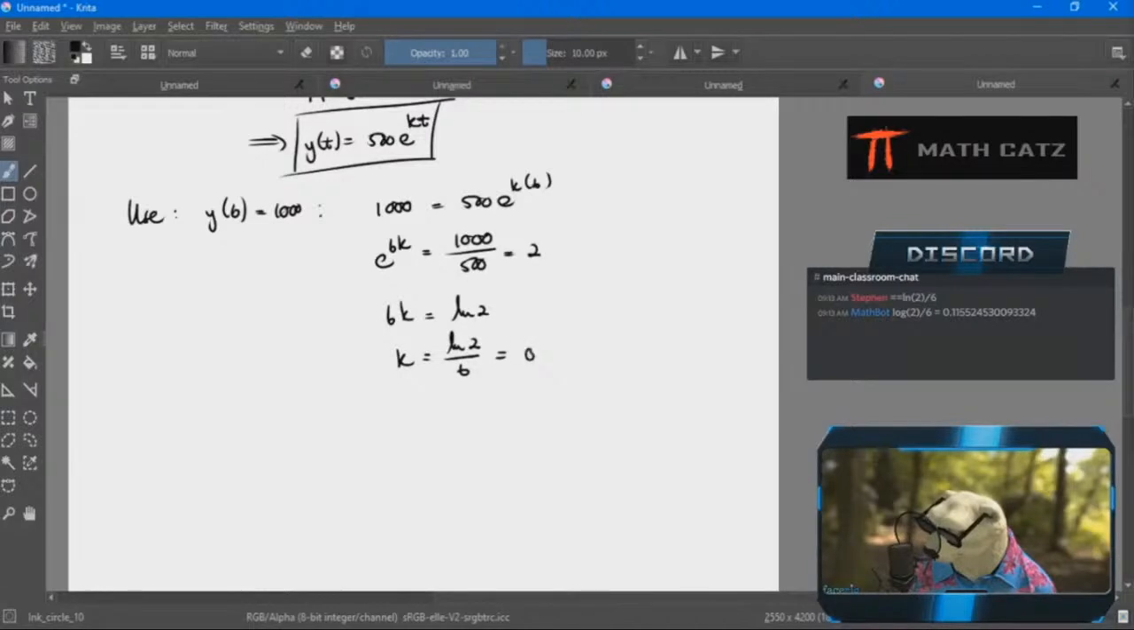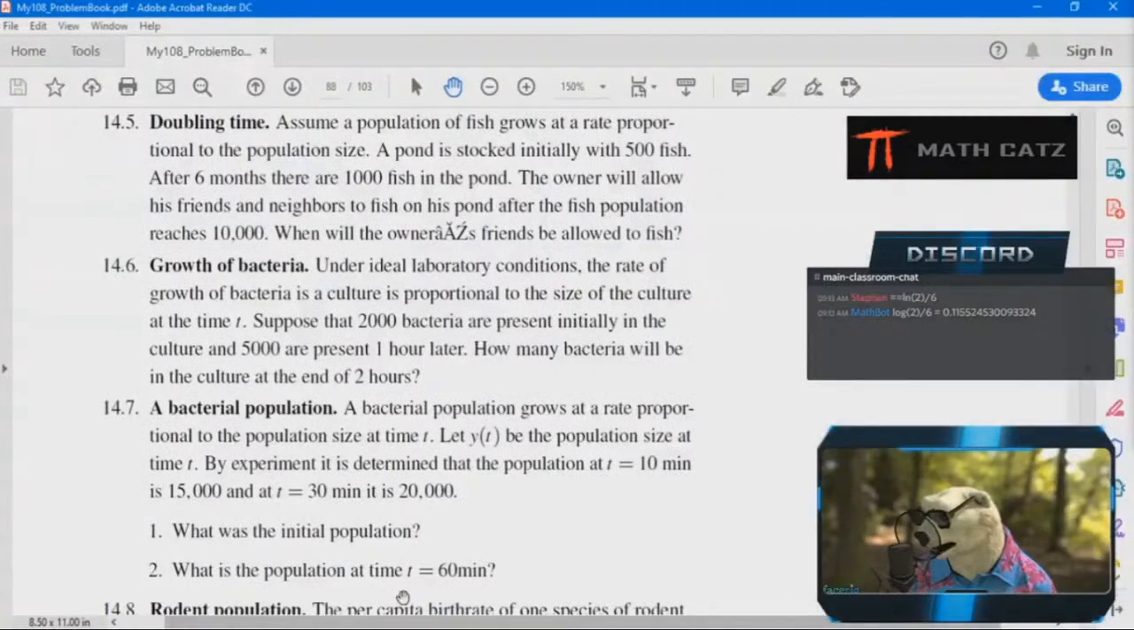We get 0.1155 and some change. So now we have our function completely. Even though I write k, I am aware that I have an exact value for k. It's just an ugly decimal number. I don't want to put it into my function. So now let's see what their question is.